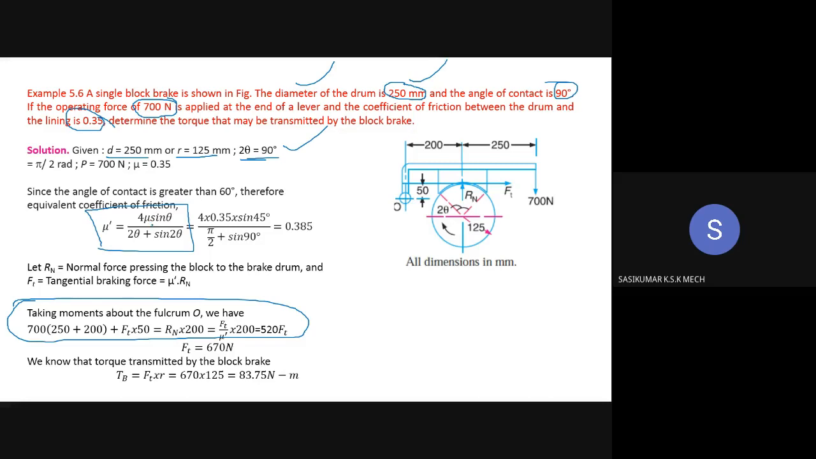You need to remember this relation: 4 mu sine theta by 2 theta plus sine 2 theta. Here theta should be in radian, and here it should be in degree. You should remember these two things very clearly. Here the coefficient of friction is 0.35 and theta is 45, so sine 45.